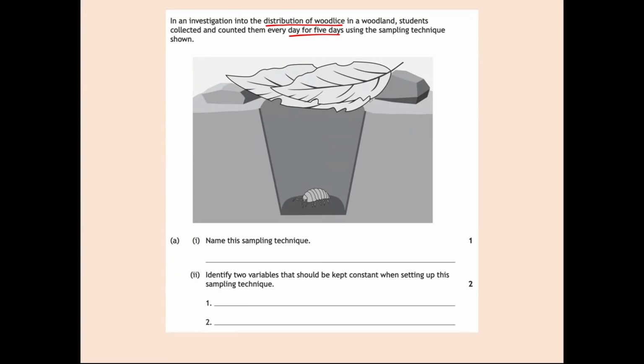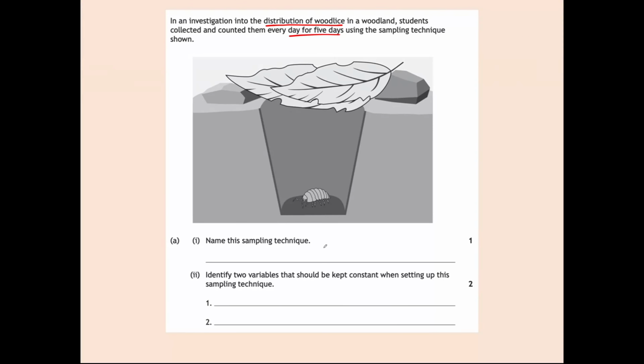Hopefully, we remembered that from our techniques earlier on. We use a pitfall trap to measure the abundance of a ground living invertebrate within a woodland area or something similar. But it's really part two that we're interested in for this question. So identify two variables that should be kept constant when setting up this sampling technique. Okay, so what kind of things do we want to keep constant? Now, this is a tricky one, because things like our mass and our temperature and concentrations and all that don't necessarily apply to this one.